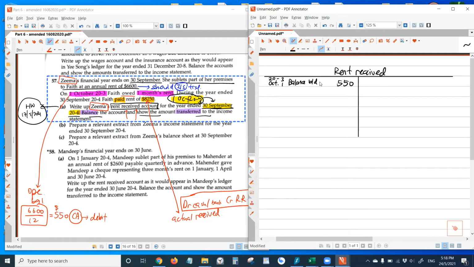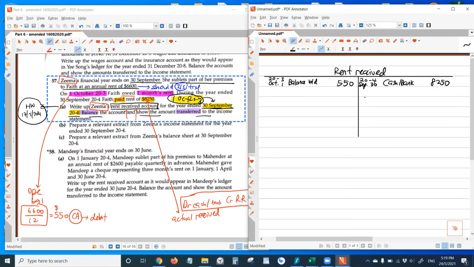Okay, let's record it. Here, write 8250. What should we write for the detail? Not rent received. Detail is always the name of the other account. You write cash/bank here. What about the date? It says during the year, right? Then what day should we pick? The last possible day to receive the rent is the year end. So you write year end, which is 2014, September 30th. Okay, good, done.